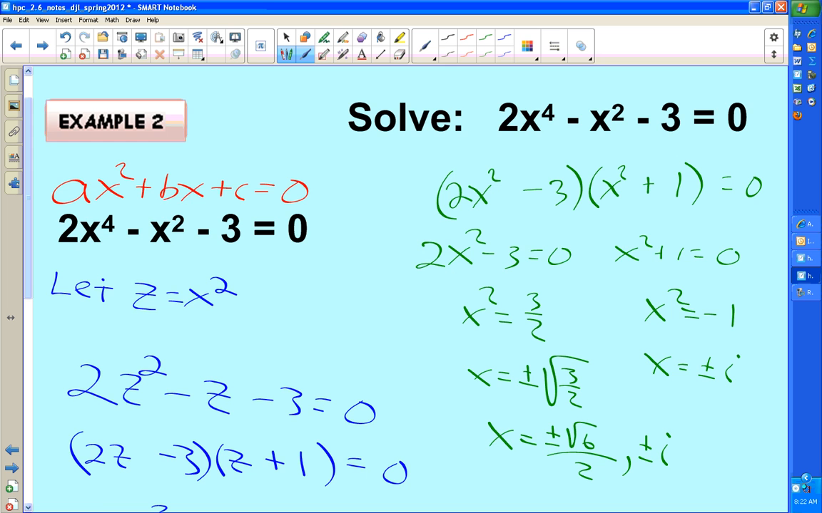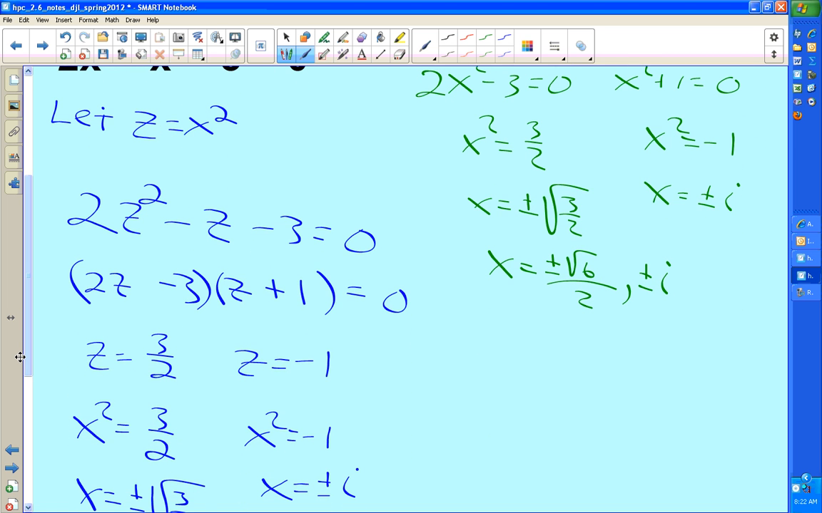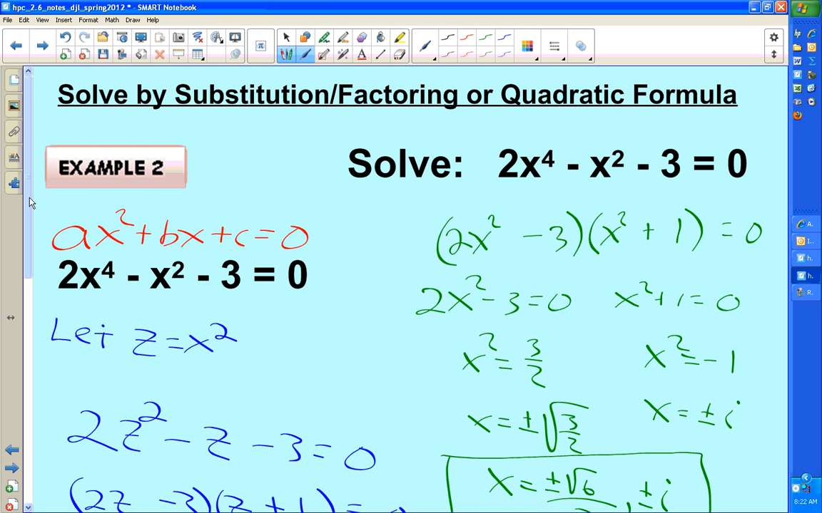Now I think, and I could be wrong, but I think there's at least one person in here saying, how come he's not reducing the 6 and the 2? Why aren't we reducing the root 6 over 2? Because the 2 is not under the radical. Does that make sense? Is everyone following? This works with any situation where the power of the first term is double the power of the second term.